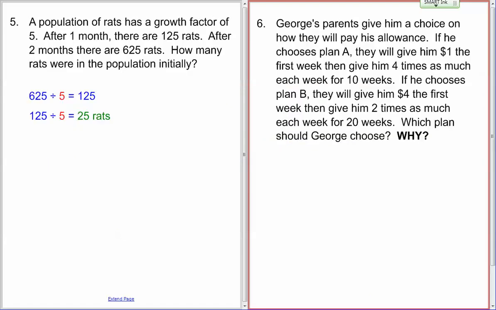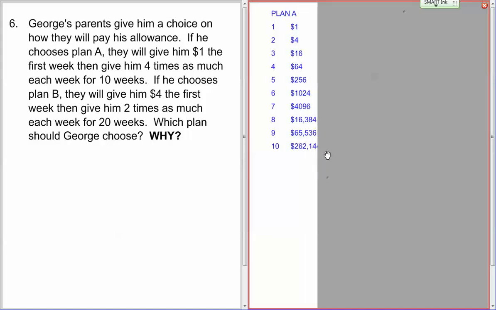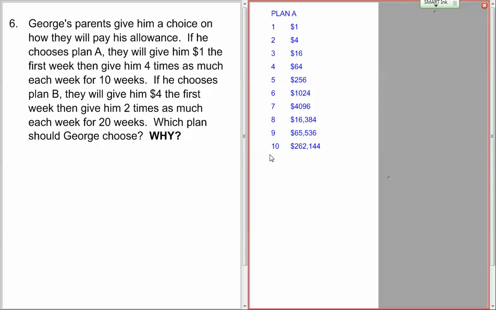All right, last problem here. George's parents give him a choice on how they will pay his allowance. If he chooses plan A, they're going to give him $1 the first week, then give him 4 times as much each week for 10 weeks. So I decided to make a table. And that table would look like this. Okay, so I'm going to give them $1 the first week and 4 times as much each additional week.